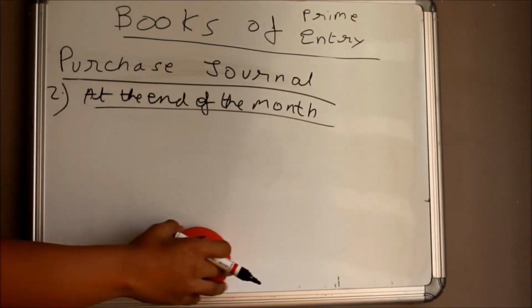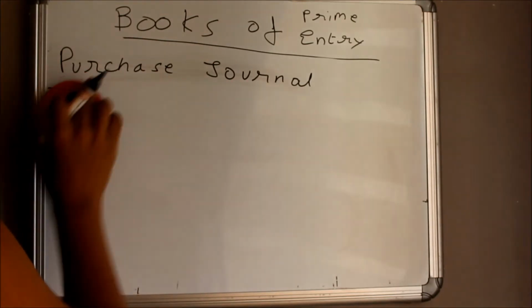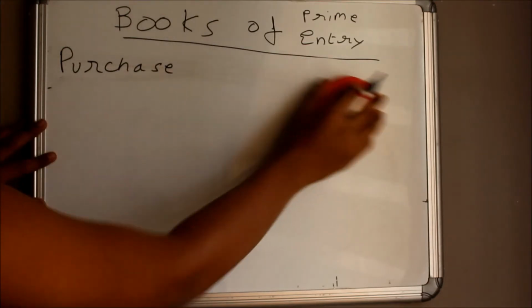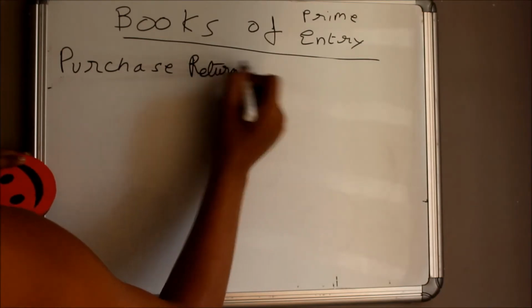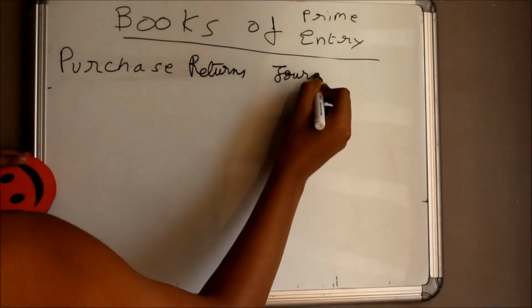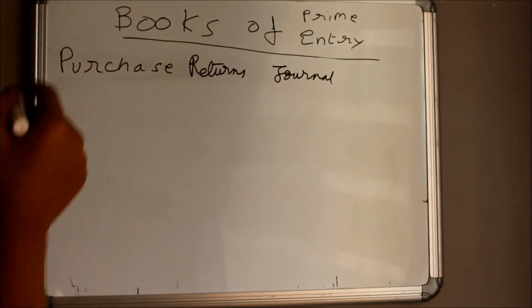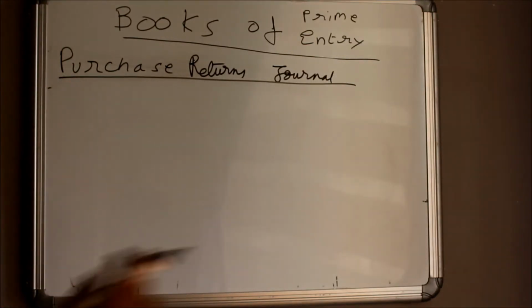So this was the purchase journal. Now I'm going to show you the purchase returns journal, and that will be the last part of the books of prime entry. It's pretty simple actually. You can understand pretty easily, I hope. So purchase returns journal is the last part of the books of prime entry. Alright, and now I'm going to start. So what does the purchase returns journal consist of?